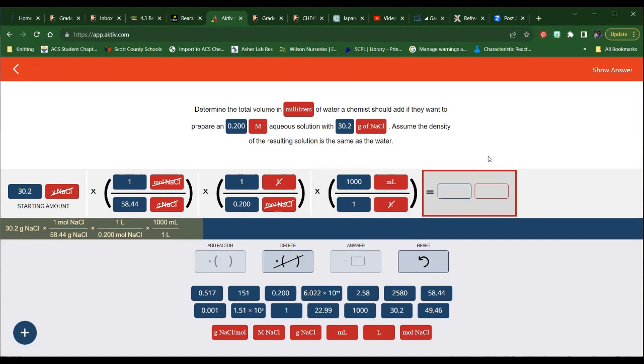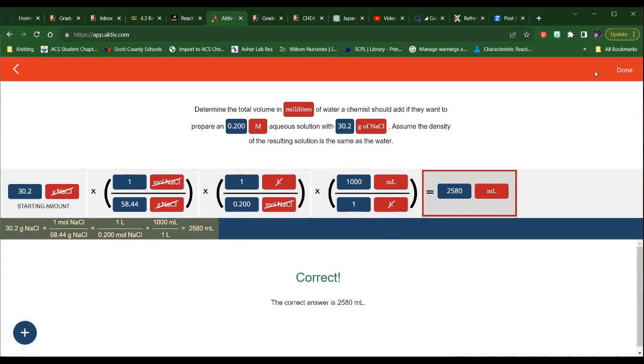So I multiply through, and then I divide. Okay, so if I plug this in, I end up with about, I think it is 2,500 milliliters. And let me put my mL there and check my answer. There we go.